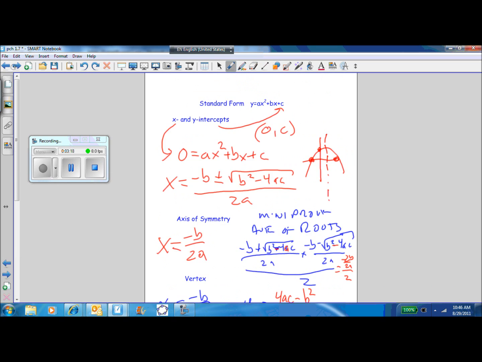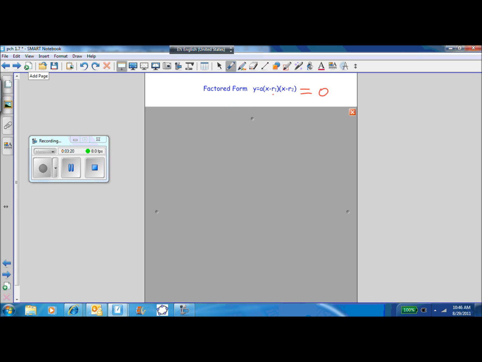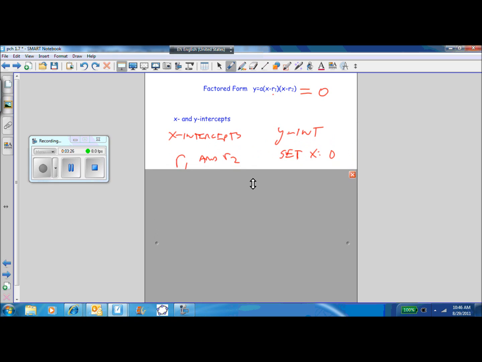Now, the factored form is handy because it gives you the x-intercepts quickly. It's just root 1 and root 2. When you set it equal to 0, you can set x equal to root 1, x equal to root 2. For the y-intercept, you set x equal to 0, and you'll get a r1 r2. Again, another formula, not so key to memorize.